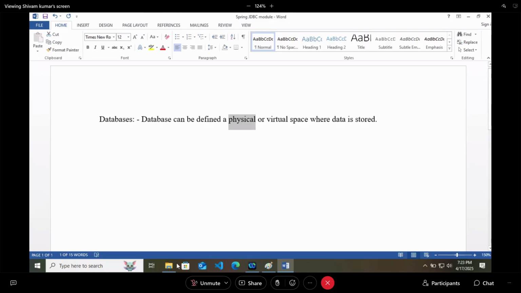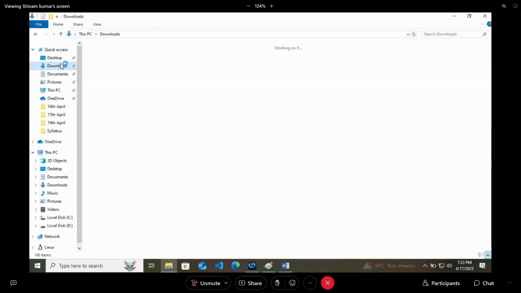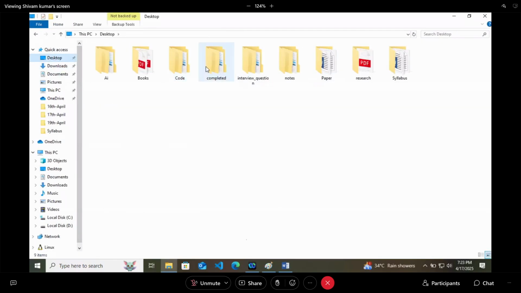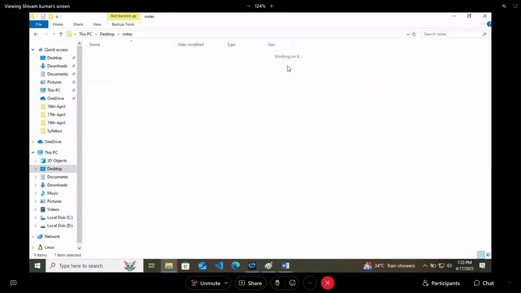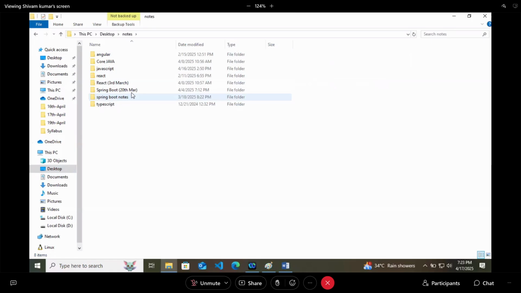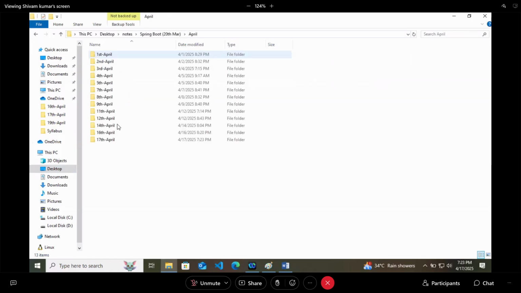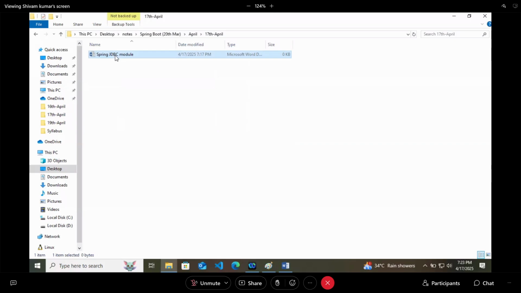Now let's say this is my physical database. Here you can see that I have one notes folder. Inside that are the subjects: Spring Boot, April folder, then 17th April, where I have a file. This is also data, right? Now this data is stored in my C drive, in my laptop, and that particular disk is fixed into my laptop physically. If you open the back panel of this laptop, you will see that. For me, it is physical.